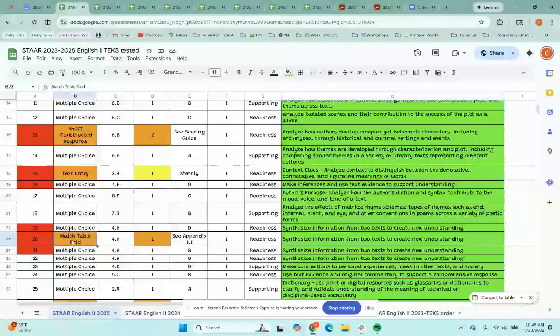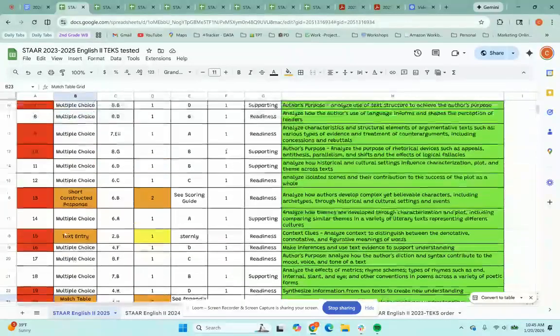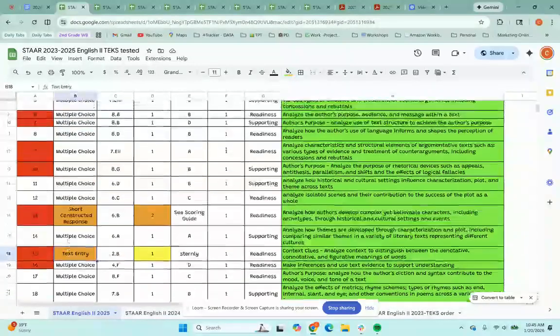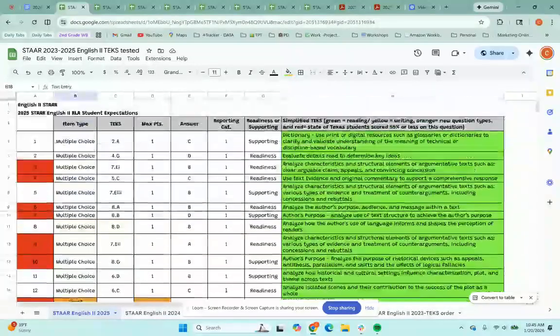I have those all in my resources as well. They also struggled with text entry, context clues in high school, so that is worth noting.